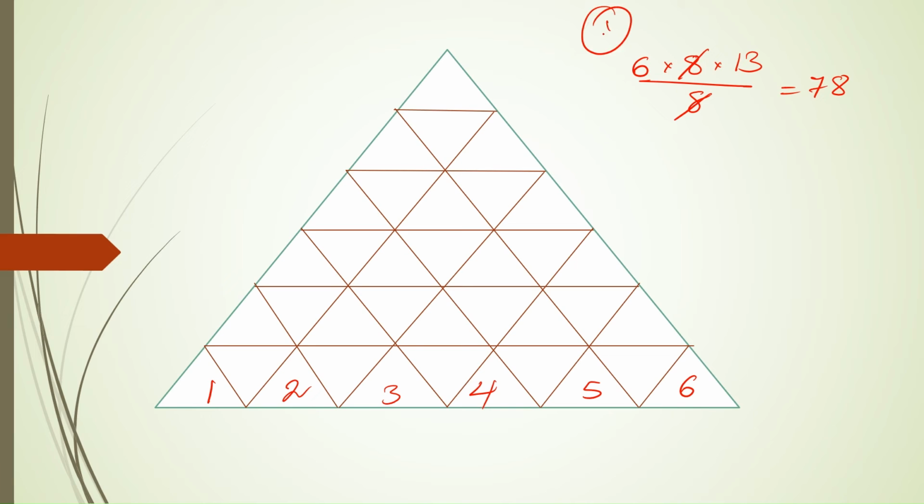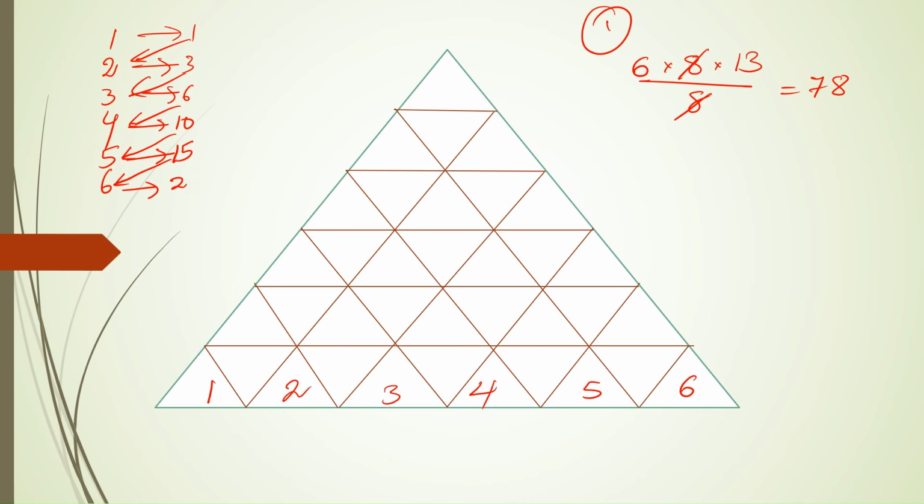This is the method using formula. In case we can't remember the formula, we can directly write the values like this and do the process here. This 6. 6 plus 4 is 10. 10 plus 5 is 15. And again 15 plus 6 gives 21.